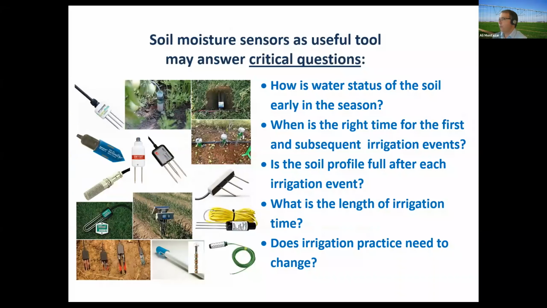So I think I don't have time to continue, but I wanted to just mention that soil moisture sensors are also very useful and critical equipment, because they can answer a lot of questions that no other equipment can answer. How is the water status at early season? This is the question all growers have with their crops. And if you have soil moisture sensors, you can answer this question.